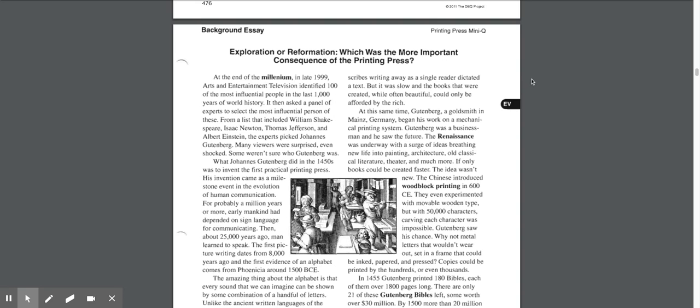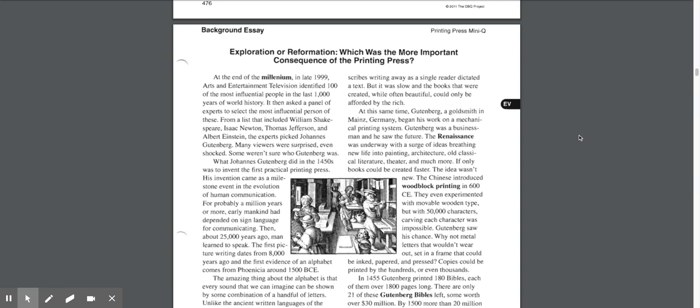At the end of the millennium, in late 1999, Arts and Entertainment Television identified 100 of the most influential people in the last 1,000 years of world history. It then asked a panel of experts to select the most influential person of these. From the list that included William Shakespeare, Isaac Newton, Thomas Jefferson, and Albert Einstein, the experts picked Johann Gutenberg.